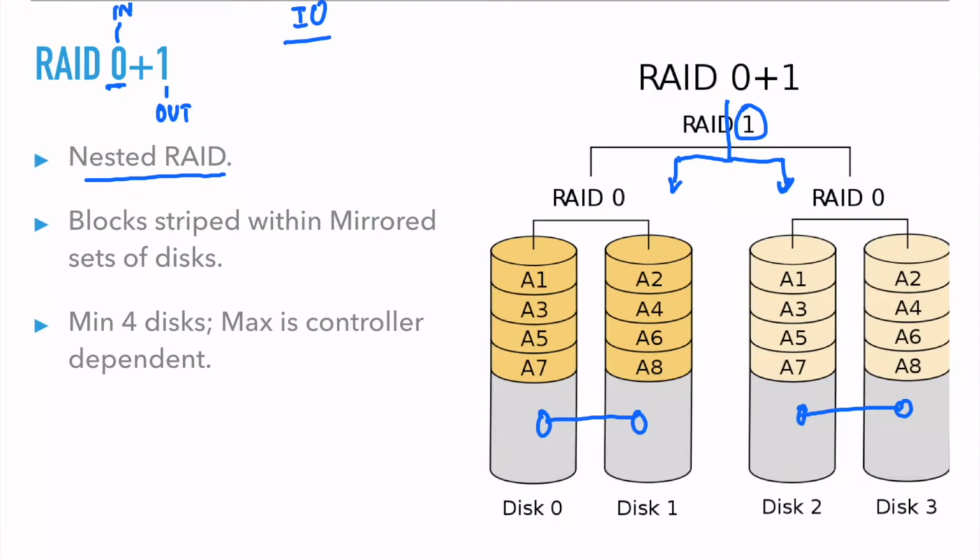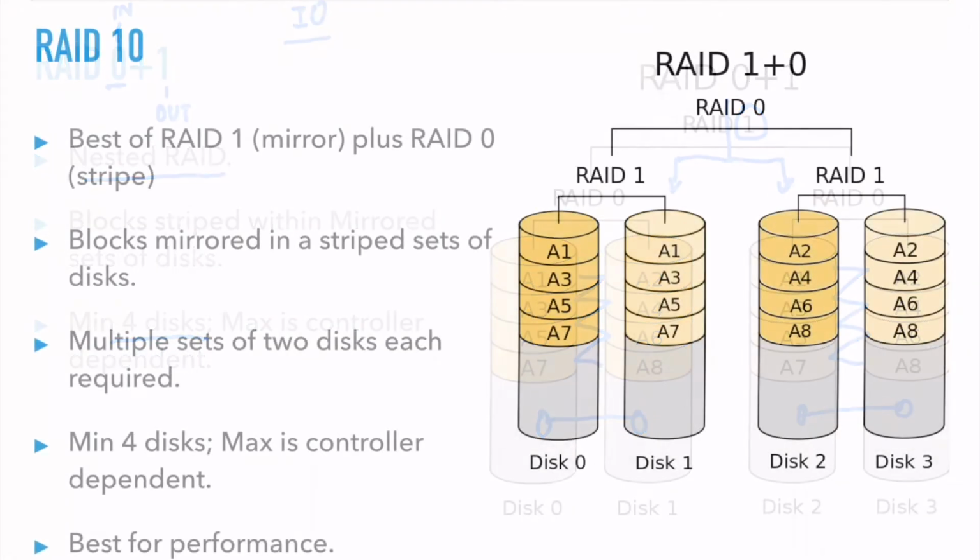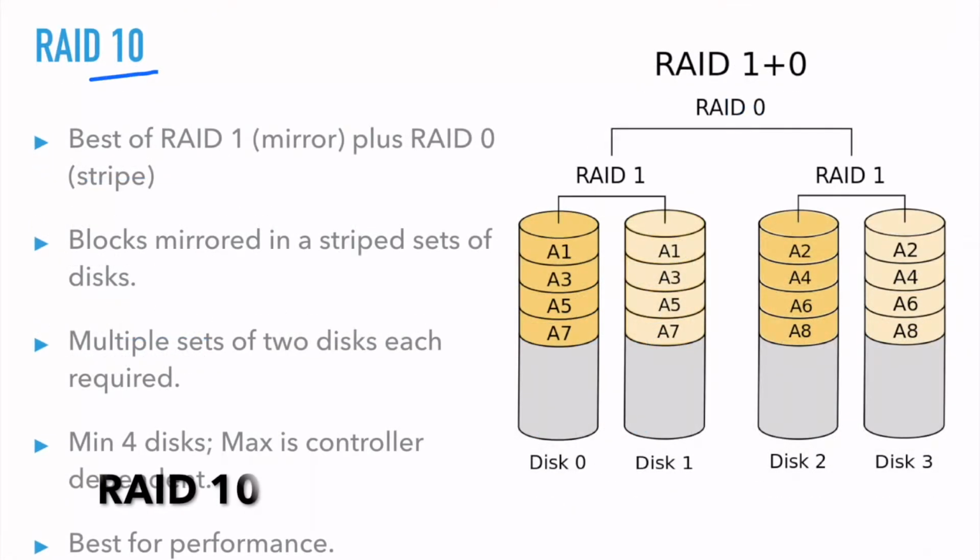And what RAID 0 would internally do, it will stripe the data alternating between the available disks. So you're getting the best of mirroring as well as striping in RAID 0 plus 1. Minimum 4 disks are required. Max is controller dependent. RAID 10 is the best of RAID 1 with RAID 0.